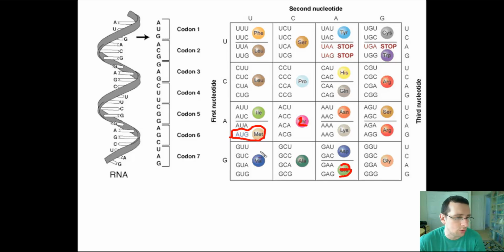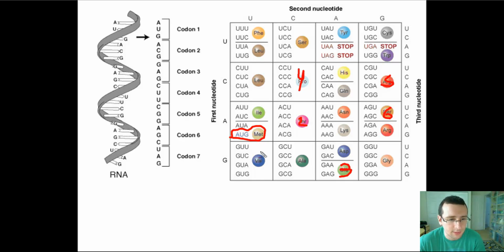And then you're going to go through CUU, so on the C row, on the U column, and with a U at the end, it looks like proline is going to be my fourth amino acid. And then you go to codon 5, it's going to be CGG. So you go to the C row, the G column, and then G at the end, it looks like arginine is going to be my fifth amino acid. And then finally, you're going to get to codon 6, which is AGC.